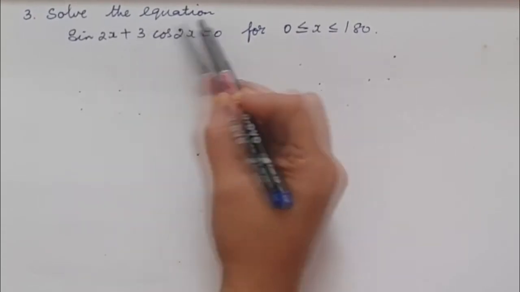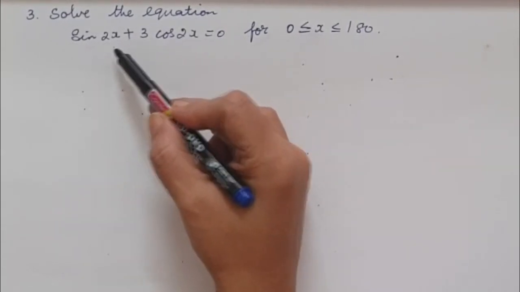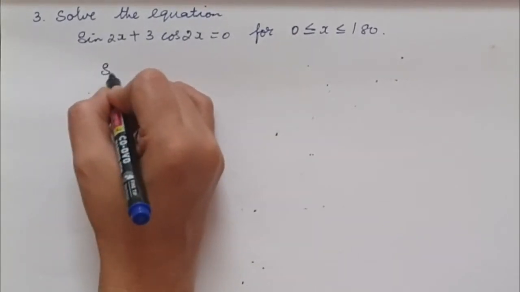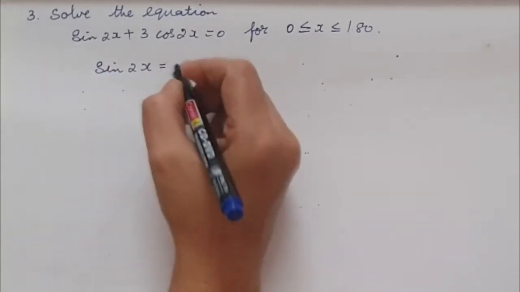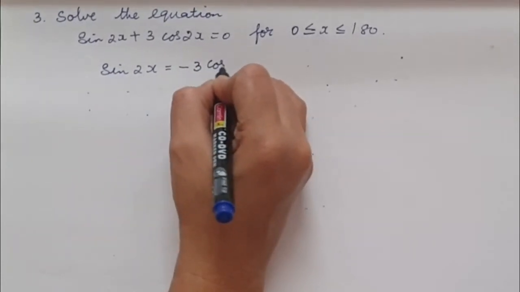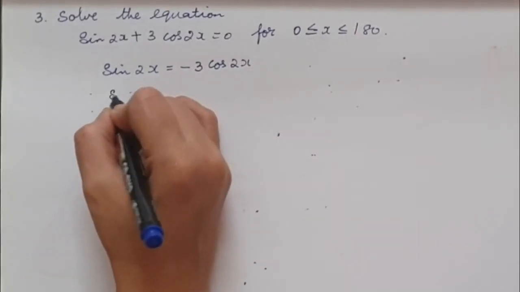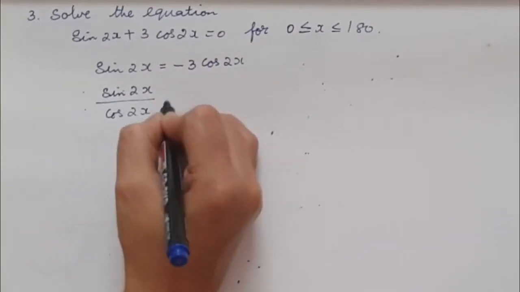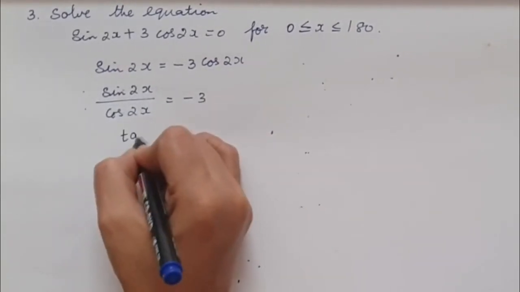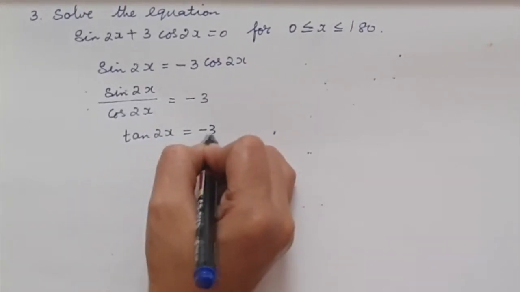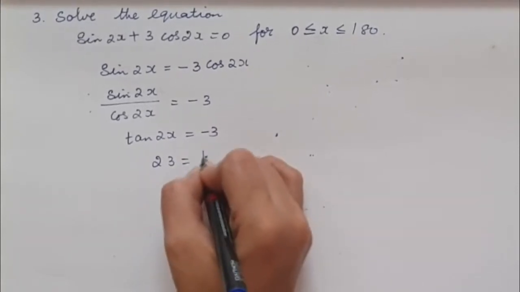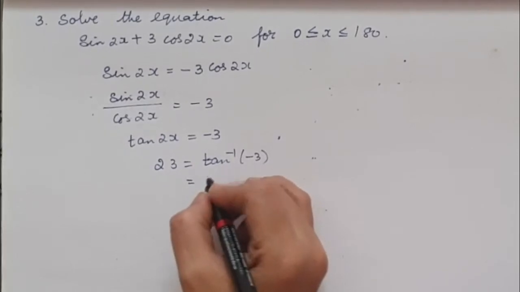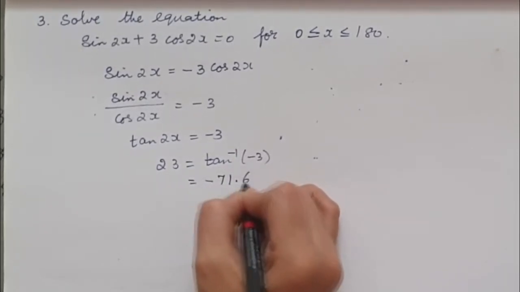Our third question: solve the equation sin 2x plus 3 cos 2x equal to 0. Again, we shift this term to the other side. So sin 2x will be equal to minus 3 cos 2x. Now cos, bring it down. So sin 2x divided by cos 2x will be equal to minus 3. So tan 2x will be equal to minus 3. So 2x will be equal to tan inverse of minus 3, which gives us minus 71.6.